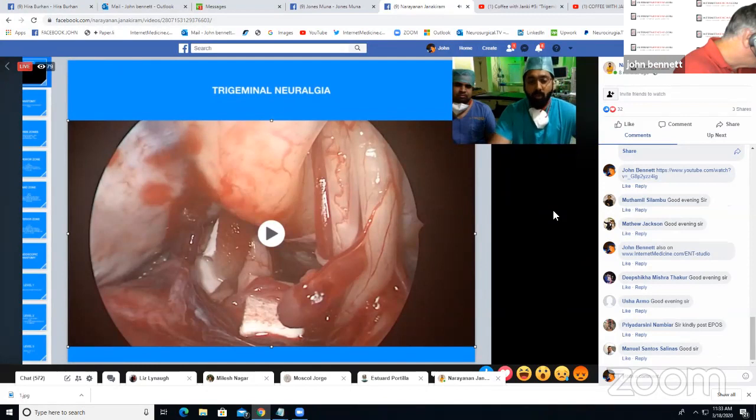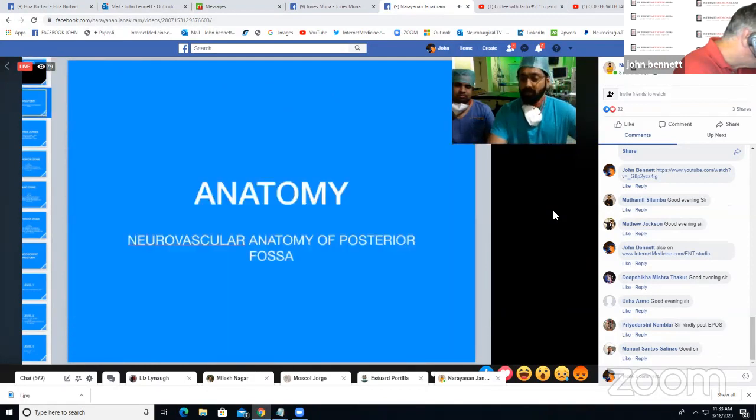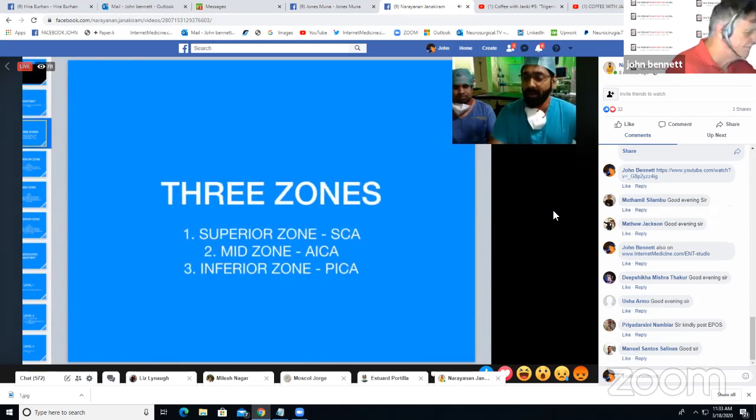Okay, now I'm going to start my lecture. This is anatomy. So neurovascular anatomy of the posterior fossa can be divided into three zones. The three zones are the superior zone, the mid zone, and the inferior zone. The artery of the superior zone is the SCA, that is the superior cerebellar artery.